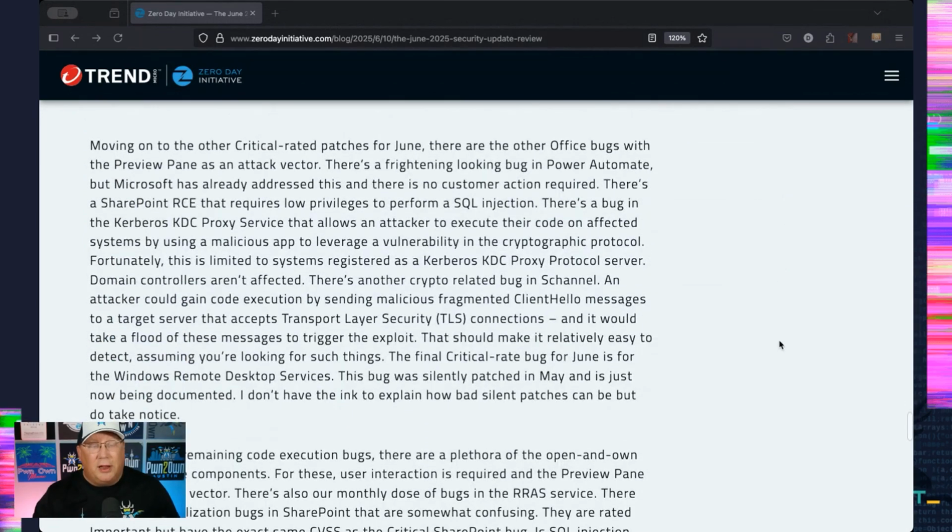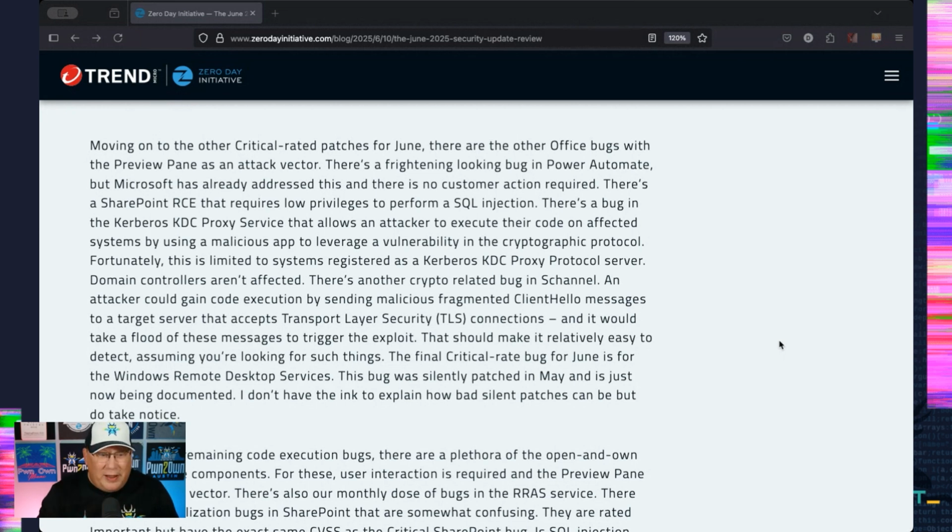So again, looking at the remaining critical patches, Office bugs, like I said, there's a frightening looking bug in Power Automate, but Microsoft is just documenting that. They've already fixed it, so no user action there. There's an interesting SharePoint RCE that's listed as critical due to SQL injection. It does require low privileges, but those privileges are default for any user that's allowed to create a website on SharePoint. This will be important later, remember that.